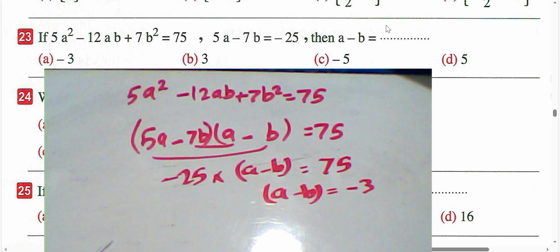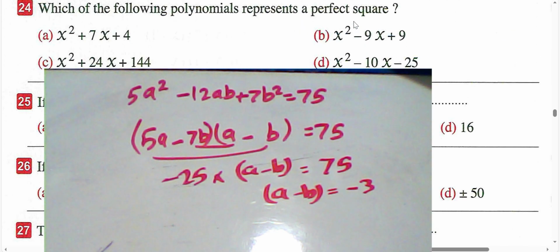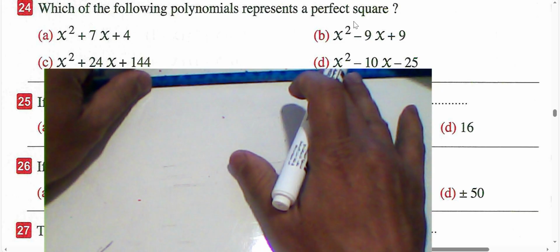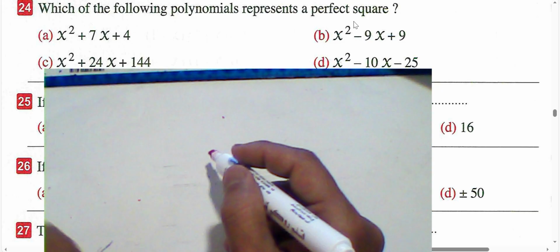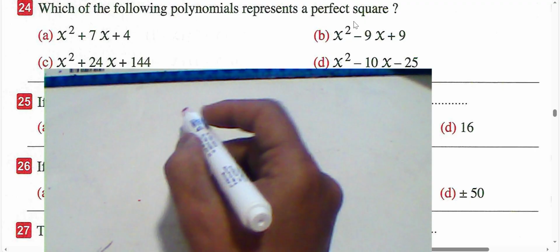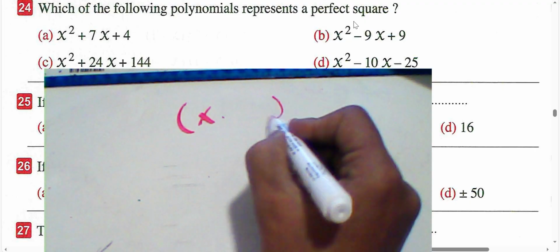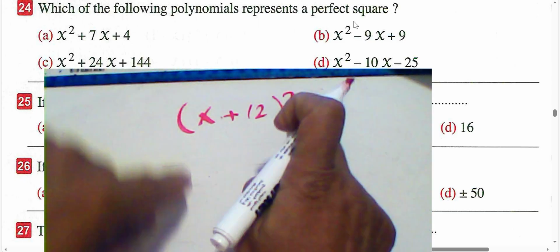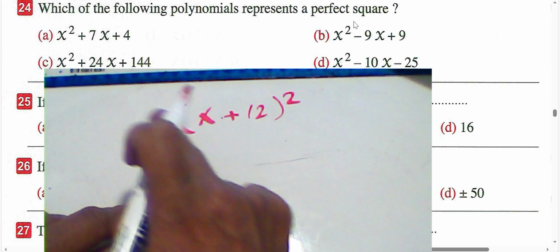Understood? Next question. Which of the following represents a perfect square? What's a perfect square? We can choose letter C, because the square root of x² is x and the square root of 144 is 12. And the middle is 2 times 12, 24, times x, right, 24x.